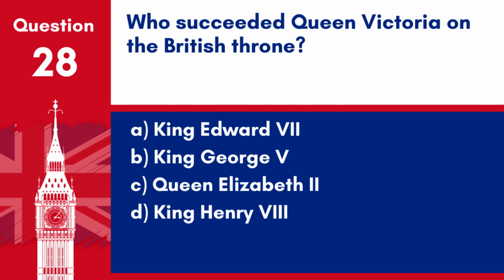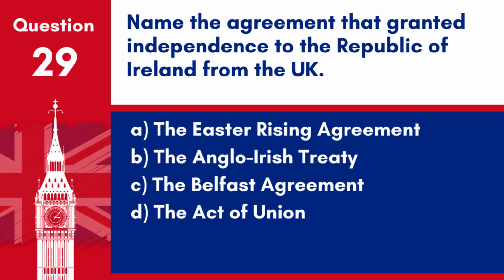Answer A. King Edward VII. King Edward VII succeeded Queen Victoria upon her death in 1901. Question 29. Name the agreement that granted independence to the Republic of Ireland from the UK.